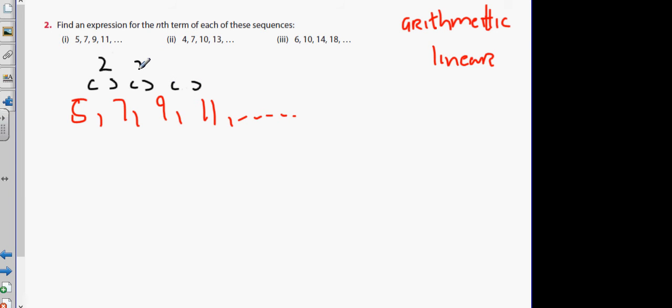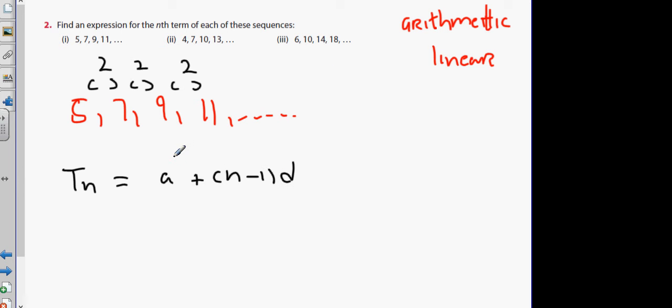2, 2, 2. Now, the problem with this is, if I were to ask you what the 100th term is, you aren't going to count out 100 of them. It takes too much effort. So we need a formula for this. Now, the formula, which is in your log tables, is Tn equals a plus n minus 1 times d.